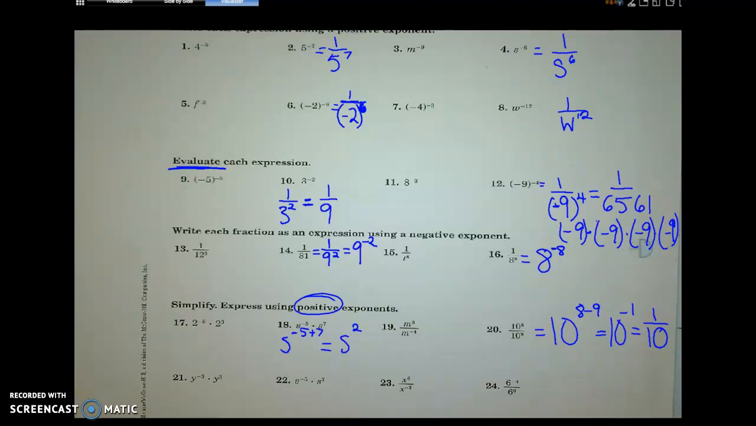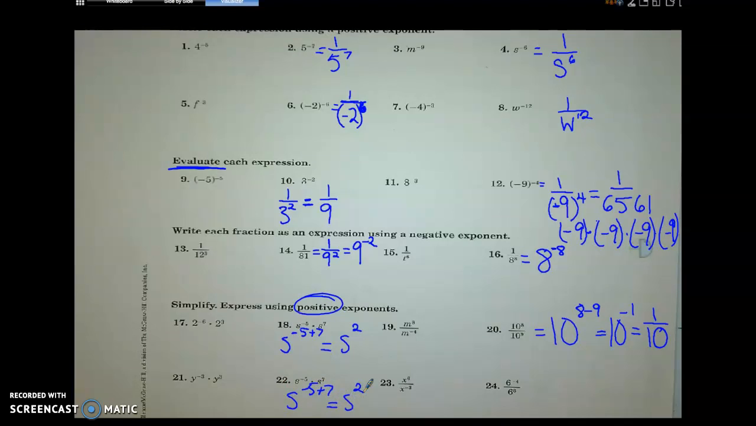Okay, now looking at number 22. Number 22 is actually the same as looking at number 18. So we have s to the negative 5 plus 7, and that equals s squared.